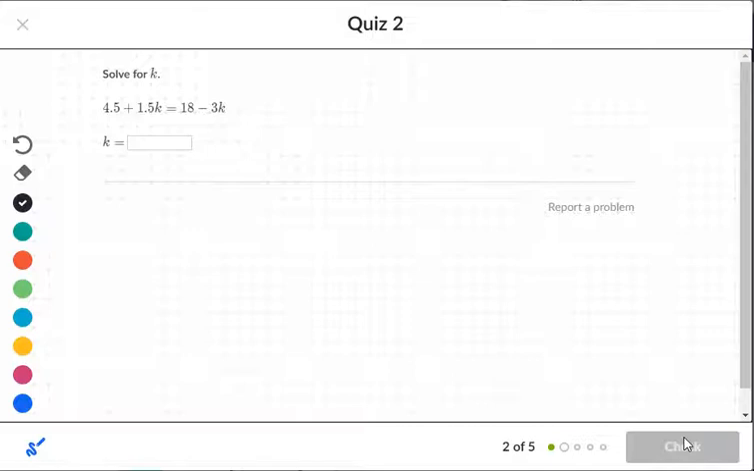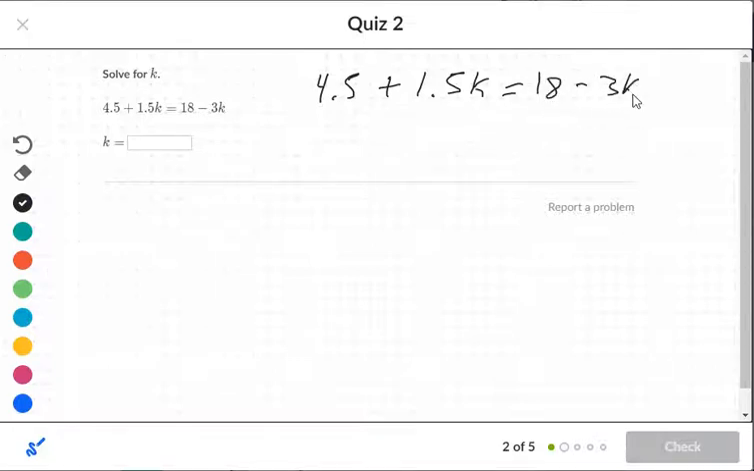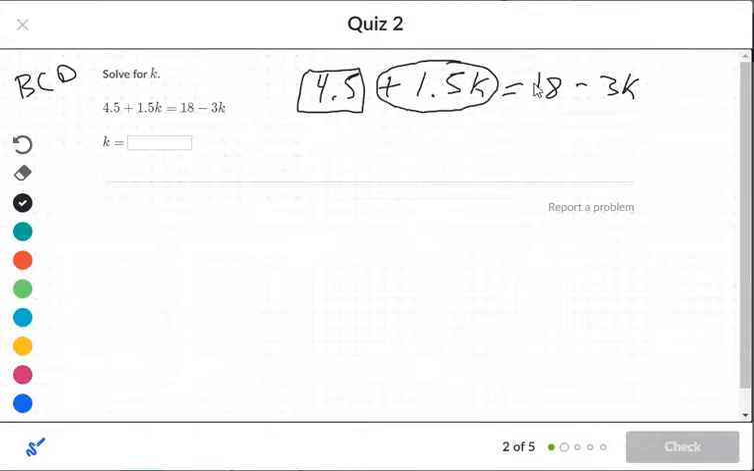Okay, the next one, we want to solve this equation. We have nothing but decimals here. We've got 4.5 plus 1.5k is equal to 18 minus 3k. So I'm going to use the rule of BCD. I'm going to box the numbers, circle the letters. Okay, now we're going to do the boxes first.